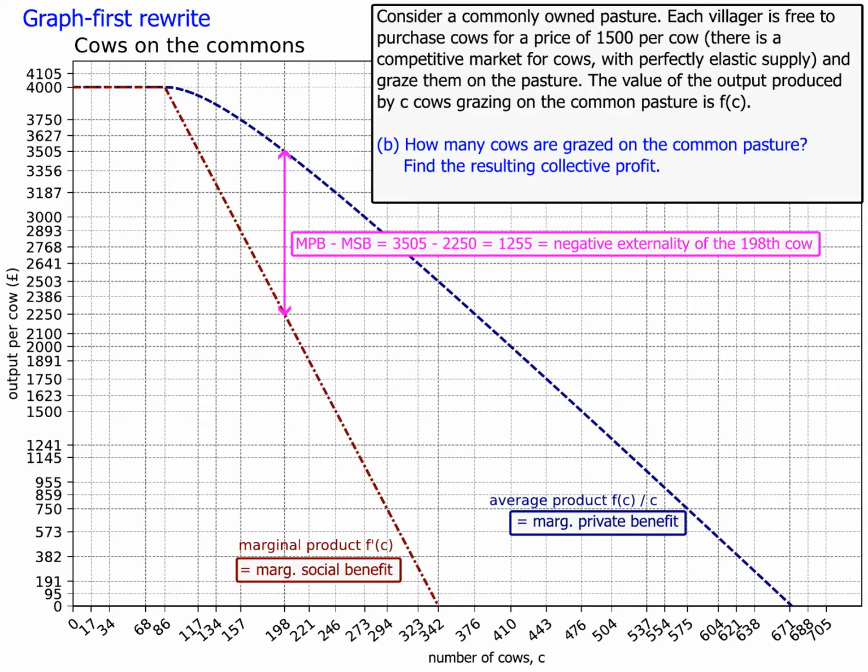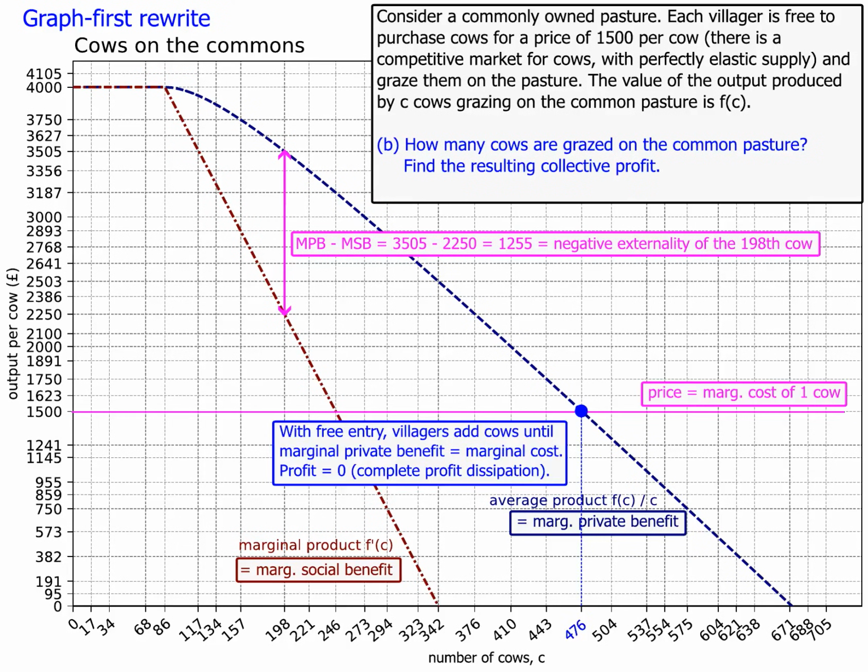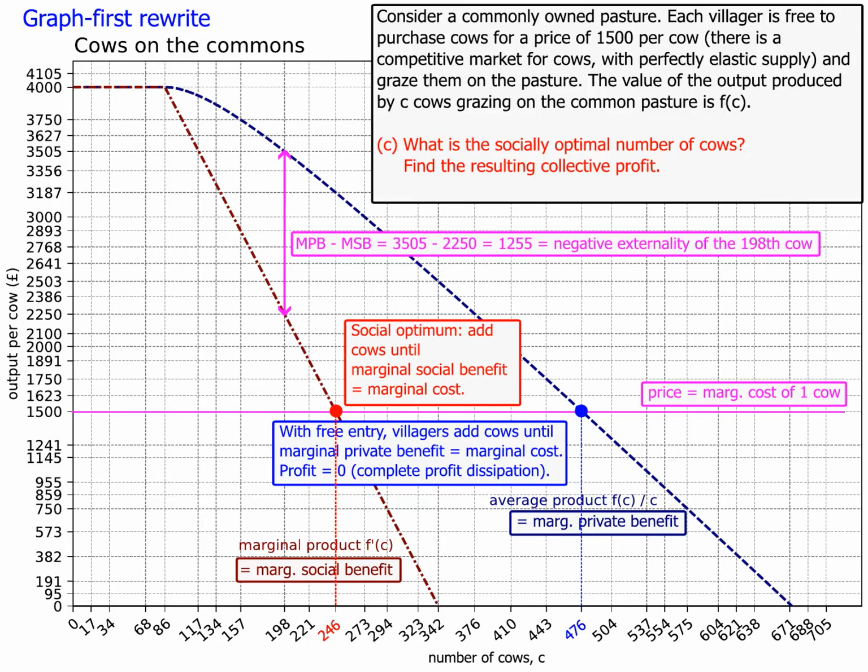Students have to determine how many cows will be grazed under free entry and the resulting profit, and they are expected to show that farmers will add cows until the marginal private benefit equals the marginal cost. The cost is $1,500. This leads farmers to add 476 cows, and all profits are dissipated: zero profit. Next, the socially optimal number of cows is found by equating marginal social benefit with marginal cost. This occurs at 246 cows.